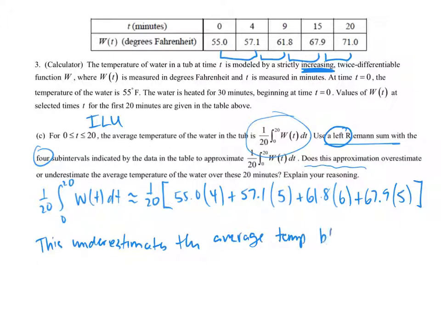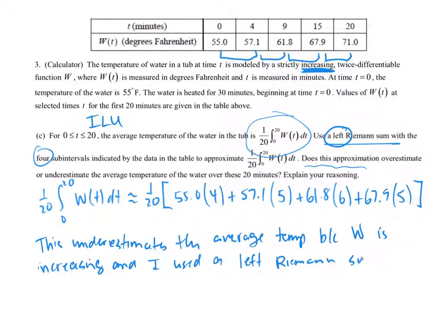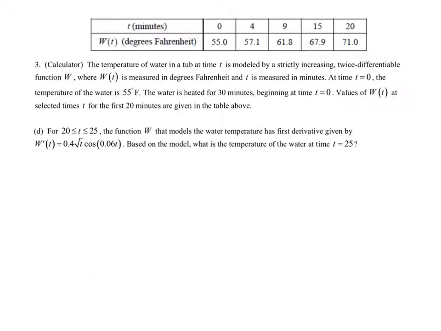And the reason is because W is an increasing function. So I'm just going to say W is increasing. And I used a left Riemann sum. That's pretty much all I need to say there. I don't need to be any more descriptive than that. Just the fact that W is increasing and we used a left Riemann sum is enough to prove that this was an underestimate.